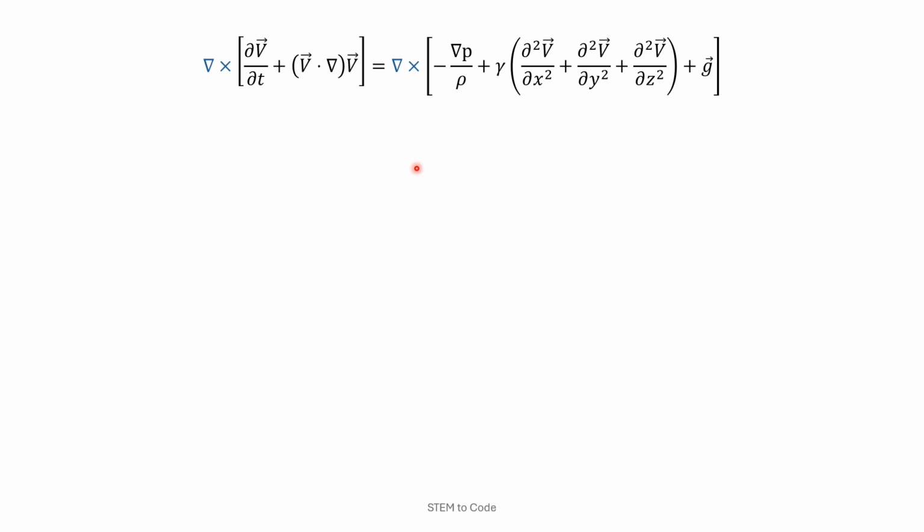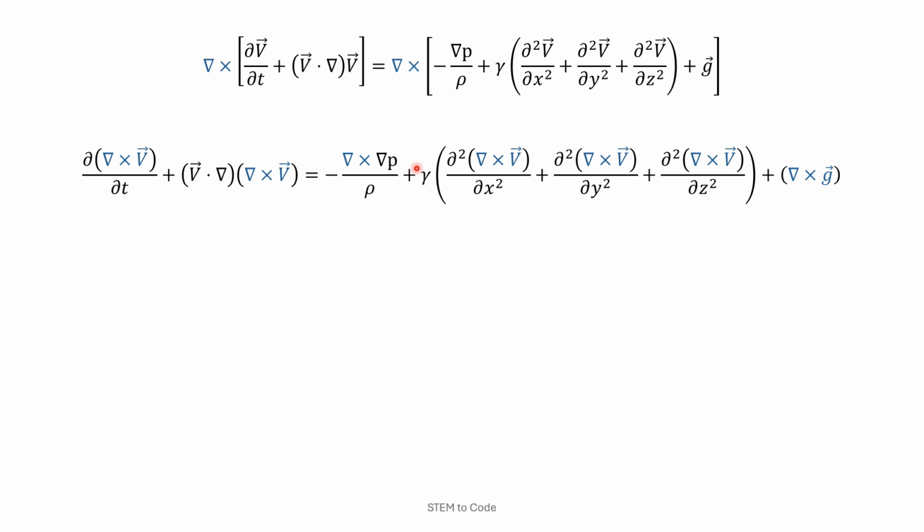And now let's open these brackets and expand the terms. For the first term with time derivative here, we can bring the curl operator inside the derivative as it is one of the vector identity. And for the convective term right here, the dot product between v and del acts as a scalar. So our curl operator will directly act on this second vector v right over here, and it is shown here.